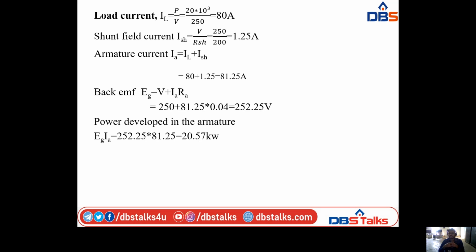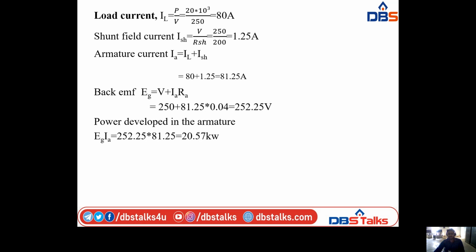So here the generated EMF EG is equal to 252.25 volts into armature current is 81.25, and finally we have the power developed in the armature when running as generator, that is 20.57 kilowatts. Okay, this is the solution for the seventh problem, second case.